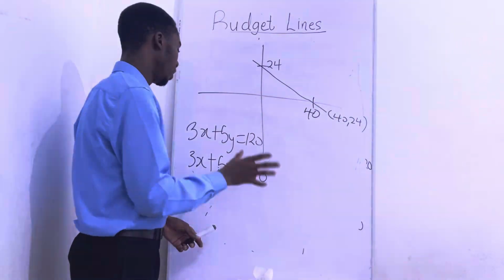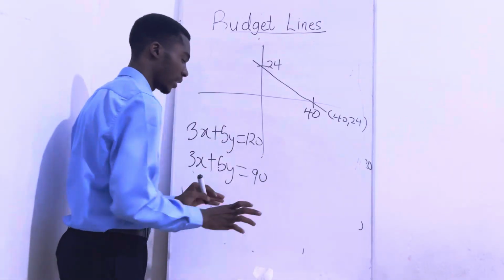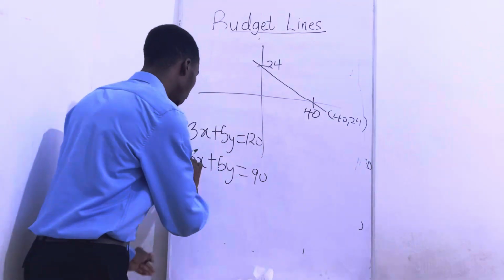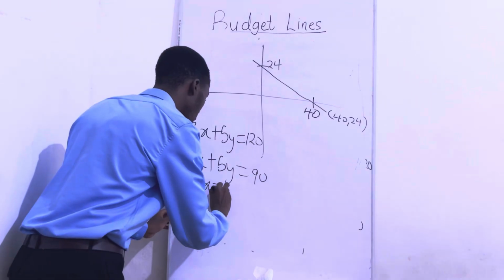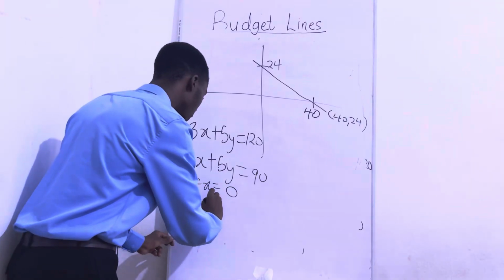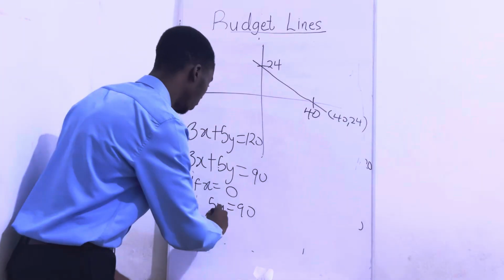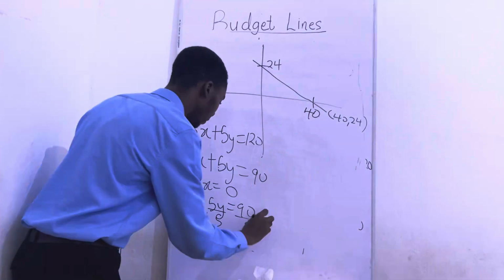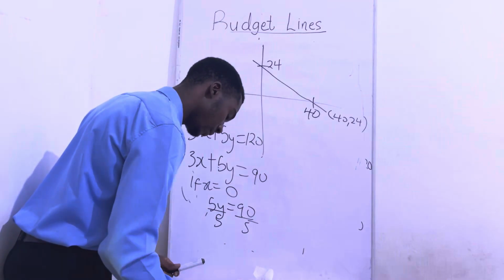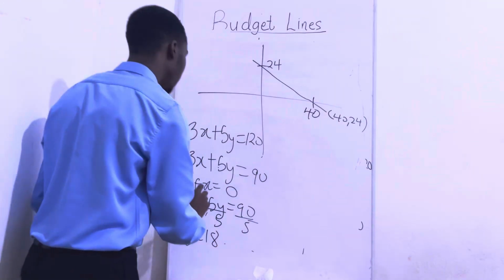So now that we've got the new equation, we do the same thing as for the first one. We are going to assume that x is equal to 0, then we find y. Then we also assume that y is equal to 0, then we find x. So now let's just do it. If x is equal to 0, then 3 times 0, that one is not part. So we have 5y is equal to 90. Then we have 90 over 5 because this will be divided by 5. So what is 90 over 5? 90 over 5 is 18. So our y will be 18 if x is equal to 0.